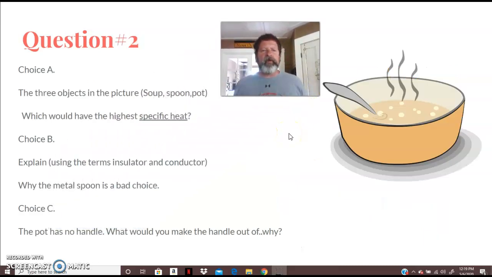Okay, you've got 3 choices for question number 2. Different levels of difficulty, just depending on how much you want to challenge yourself. Choice A: the 3 objects in the picture, soup, spoon, and pot, which would have the highest specific heat? Choice B: explain using terms like insulator or conductor why a metal spoon would be a bad choice for stirring this soup. And choice C: this pot has no handle. If you're going to design the pot, what would you make the handle out of, and why would you choose that material?